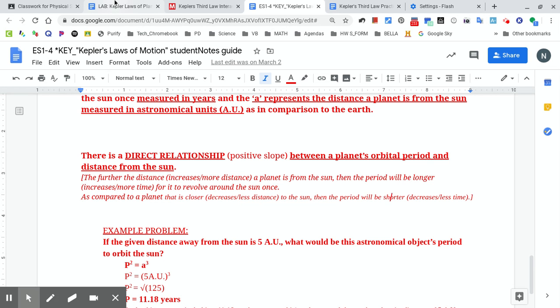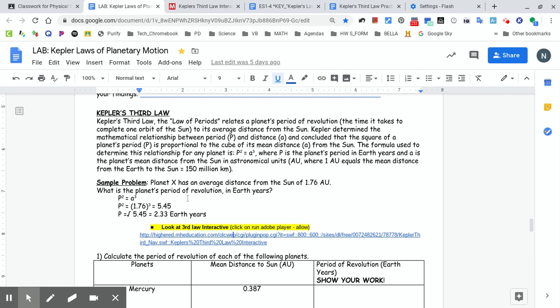All right. So for an example of how to use the math, let's look at this problem first from your equation here, from your lab. Planet X has an average distance from the sun of 1.76 AU, or astronomical units. What is the planet's period of revolution in Earth years? So in other words, we're trying to figure out the time it takes to go around. First thing to do is write down the equation. Next, we're given the distance, so we plug in our distance value.